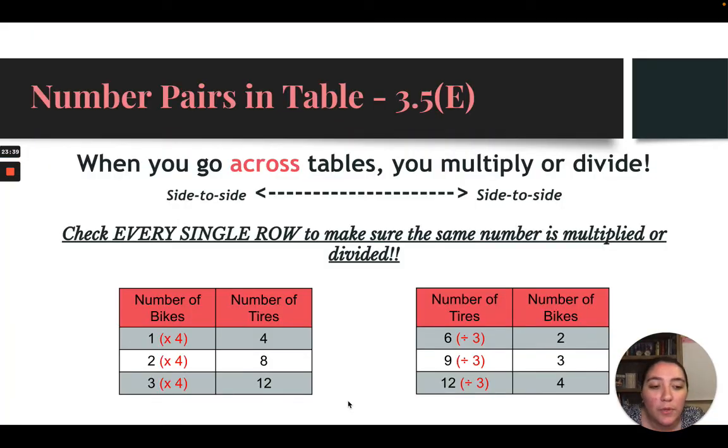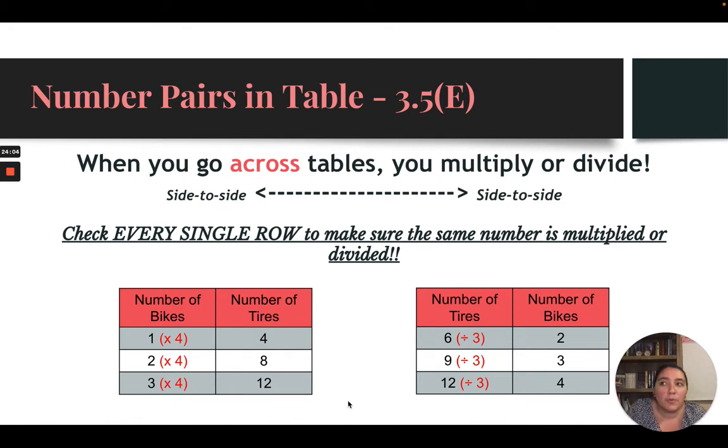Alright, so now we are moving on to number pairs and tables. Not easy. Can be a struggle bus. So, a couple of little hints that Ms. Gomez is going to start teaching you. When you go across tables, left to right, you're going to multiply or divide. So side to side, we're multiplying, dividing. Check every single row to make sure the same number is multiplied or divided.